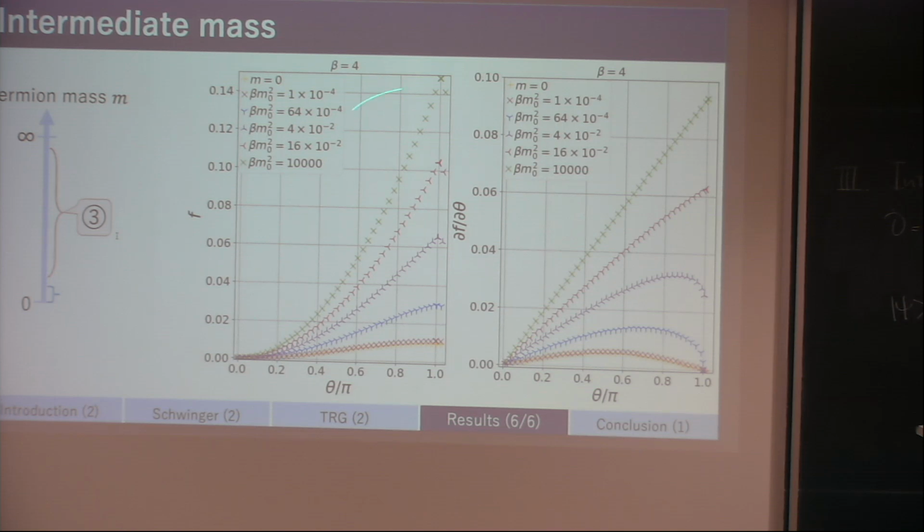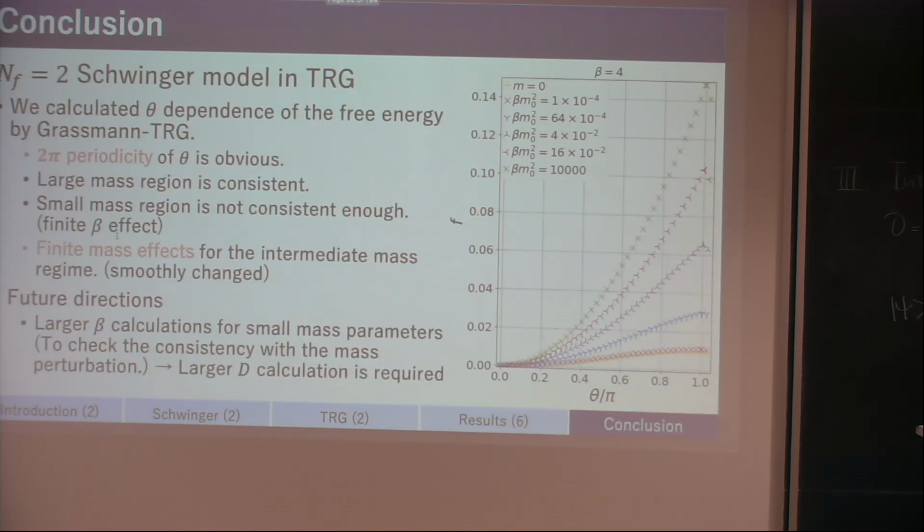Finally, we can also calculate finite mass parameters, and we check the smooth change of the theta free energy for several mass parameters. This is the conclusion. We calculated the two flavor Schwinger model by the tensor renormalization group method, and we calculated the theta dependence of the free energy. We checked the consistency in the large mass region, but the consistency in the small mass region is very weak, so we need to consider how to calculate the small mass region. So that's all. Thank you.